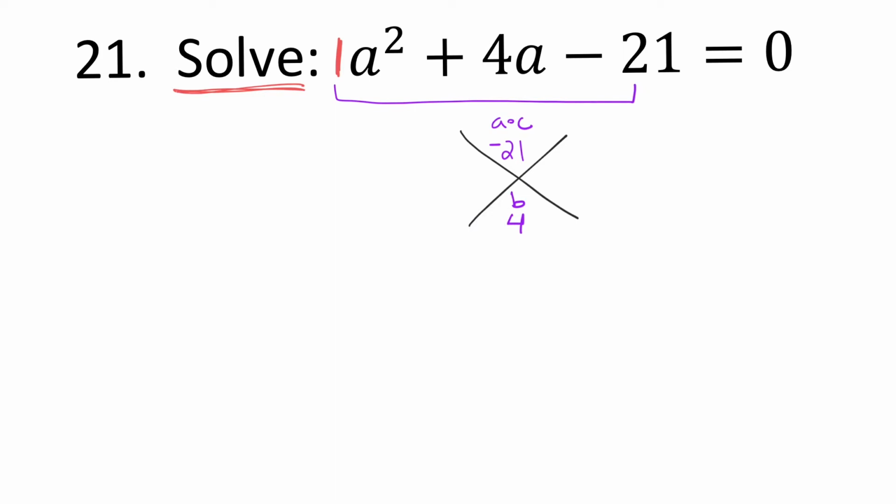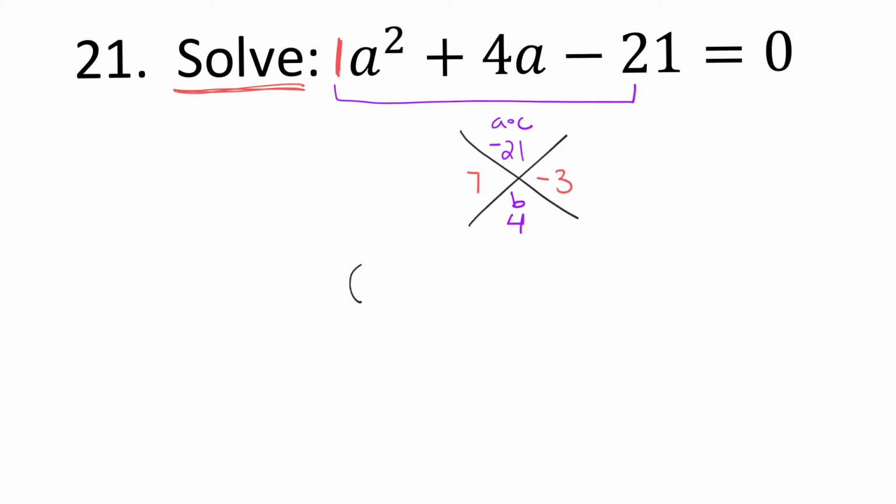And I am thinking of positive 7 and negative 3. Now I did mention this in my previous videos, if you cannot find the two numbers the first time, don't give up, try again and again until you find those factors. So this one, 7 times negative 3 is negative 21 and 7 minus 3 is positive 4. So yes, we can factor because the X diagram works.